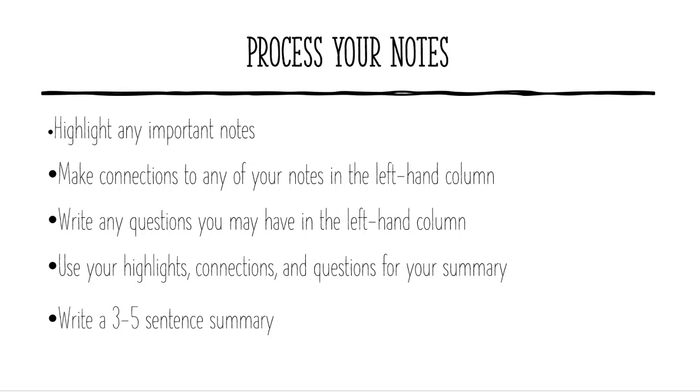We'll practice that more in class on Poggle, but go ahead and process your notes now. Highlight any important notes, make connections to any of your notes in the left-hand column. Write any questions you may have in the left-hand column. Use your highlights, connections, and questions for your summary. And then you're going to write a 3 to 5 sentence summary. If you have any questions, please let me know.